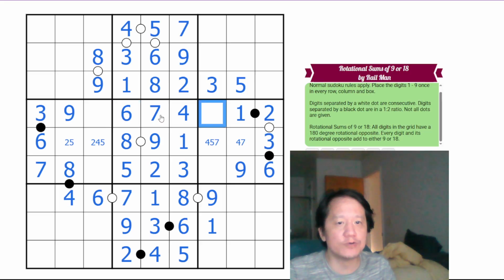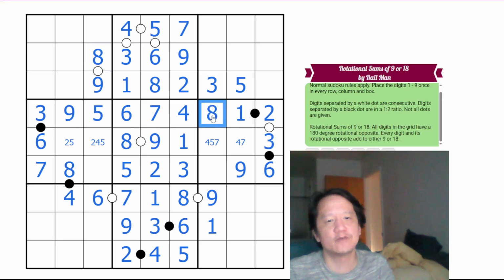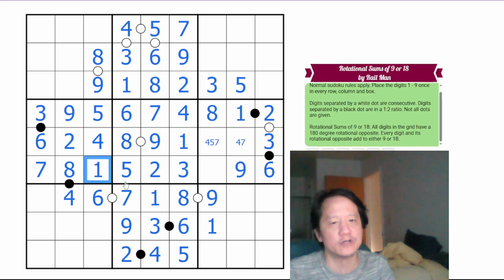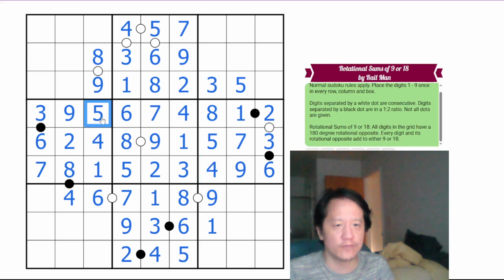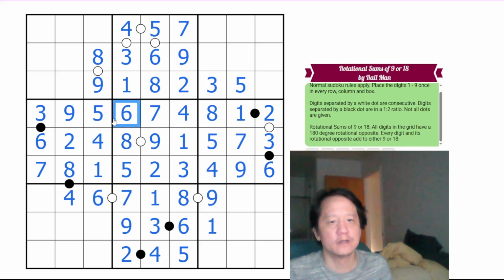Remaining digits in row 4, we have 5 and 8. This can't be 8 because of 8 in the column, so this is 5, which makes this 8. 5 eliminates 5 here, so it's 2. This can't be 2 or 5. It's 4, which makes this 1. 1 and 8 add up to 9. 4 eliminates 4 here, so it's 7, which makes this 5. 4 and 5 add up to 9. That leaves this as a 4. 4 and 5 add up to 9.